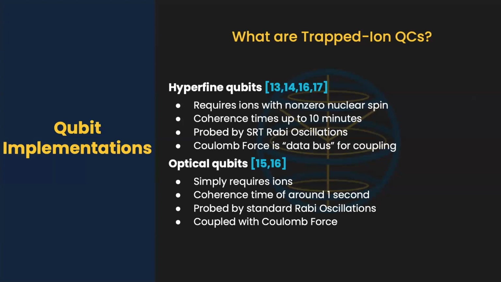So optical qubits are similar, but you don't have to have non-zero nuclear spin. You just need to have ions. The coherence time is 1 second, which is worse than the hyperfine, but still quite a lot better than the superconducting. And they're also probed by Rabi oscillations, but not the SRT because it's not hyperfine.